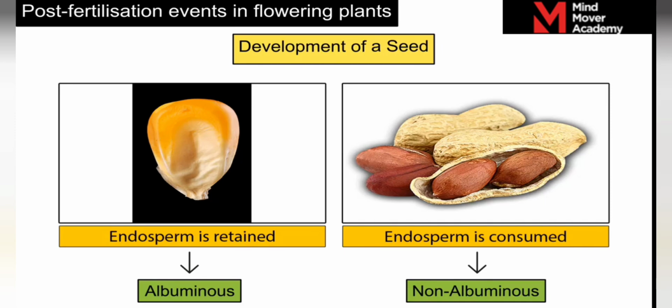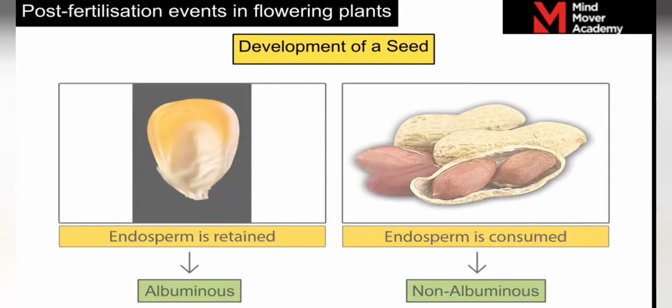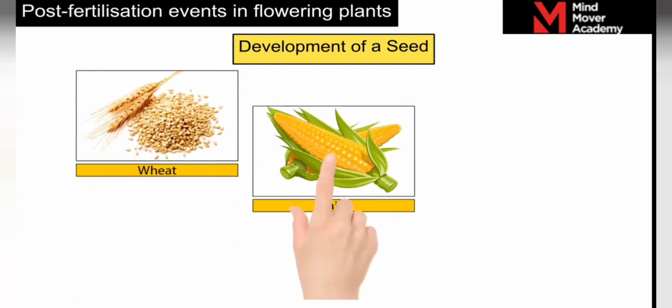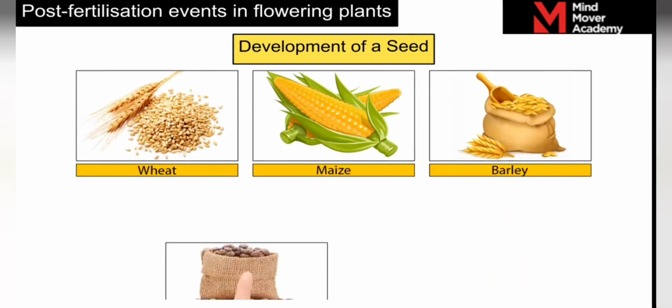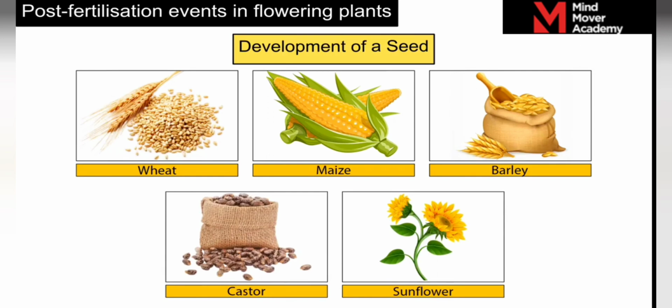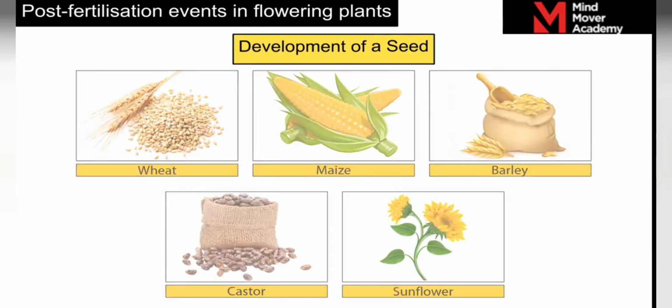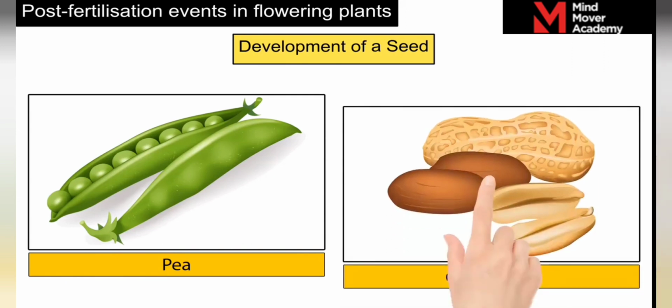As the name indicates, the former retains part of the endosperm. For example, wheat, maize, barley, castor, sunflower, etc. While the latter shares its endosperm completely during embryo development. For example, pea, groundnut, etc.